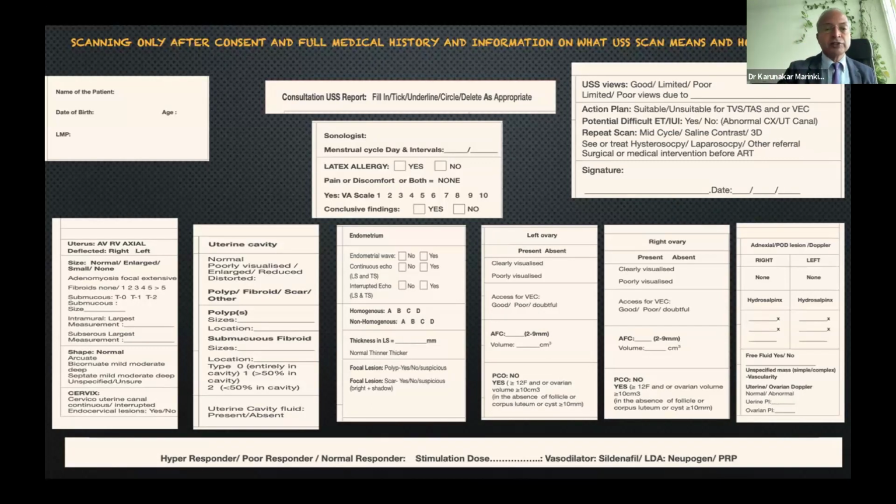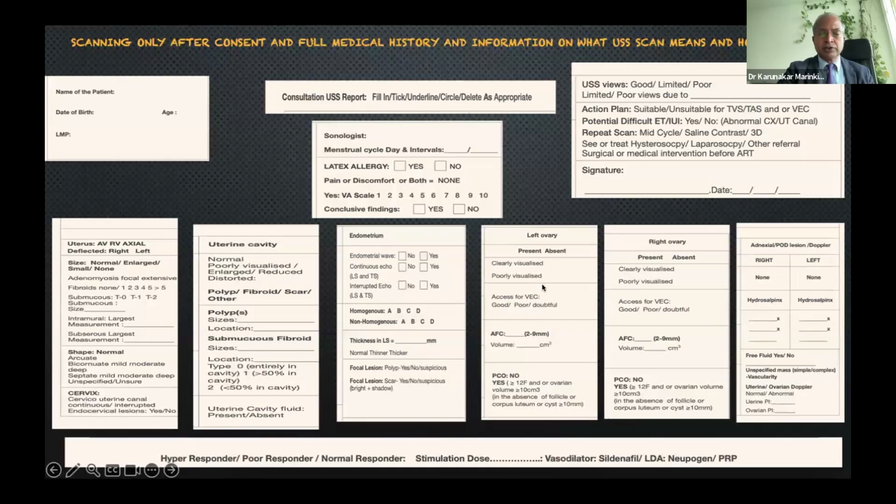In the UK, it's a fashion now. Nobody does vaginal examination in ART. It's a fashion. It's a dangerous fashion. So myometrial pathologies, I'll just give an example of adenomyosis, focal or extensive. Give an example of fibroids. Similarly, the shape, cervicouterine canal, just give an example. Polyp, fibroid, scar, endometrium.